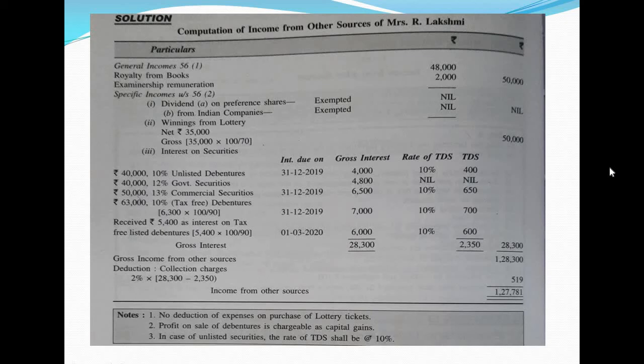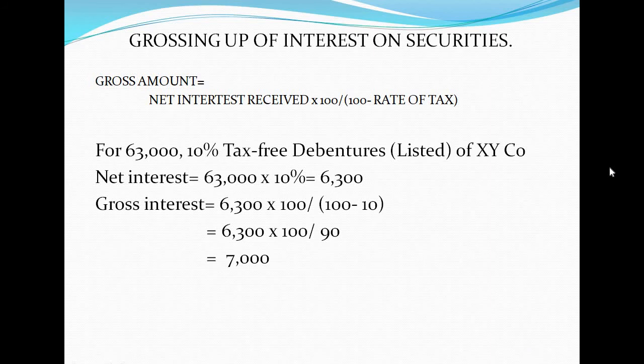Then in the case of tax-free debenture, remember, whether the amount of interest is given or the face value has been given, it is always to be grossed up. So now if you look from the next slide, for rupees 63,000, 10% tax-free debenture, that is listed debenture of XY company. First of all, you calculate the net interest. So the net interest will be 63,000 into 10%, it'll be 6,300, and then you have to gross it up.